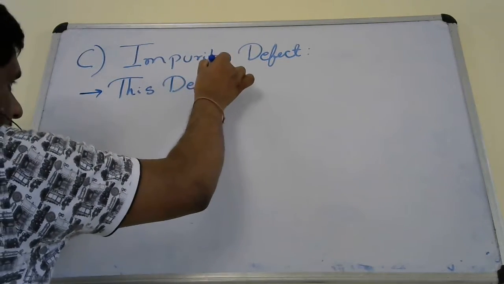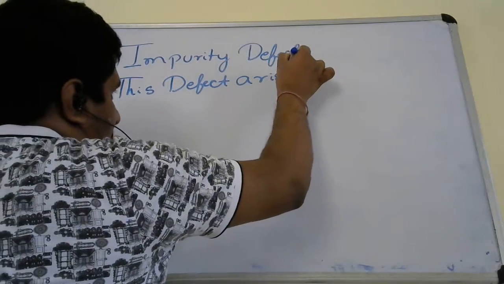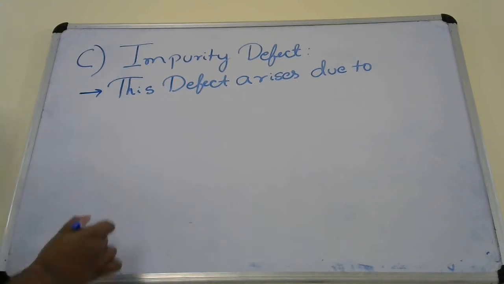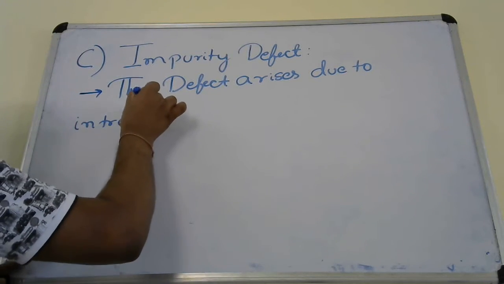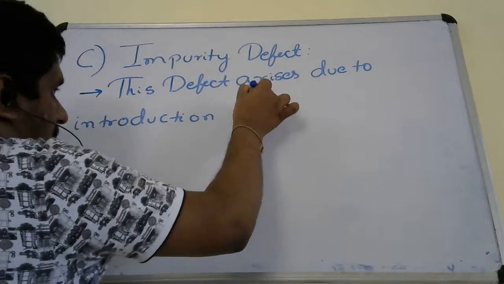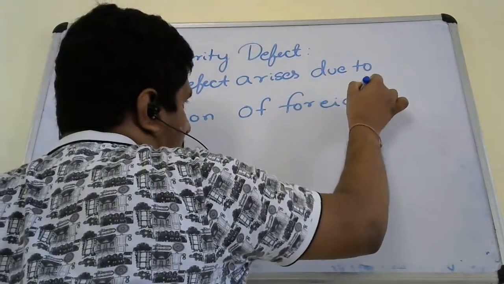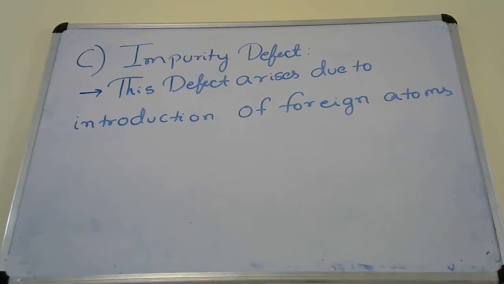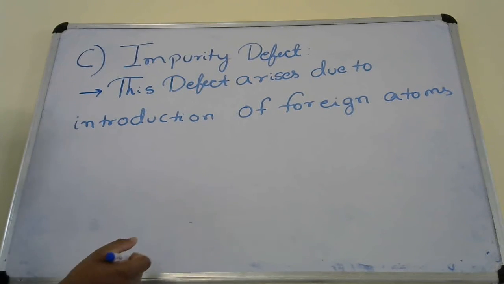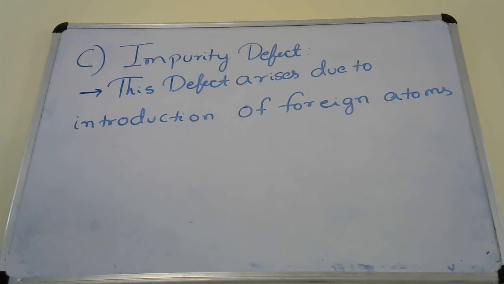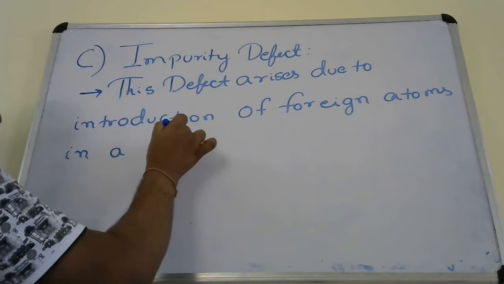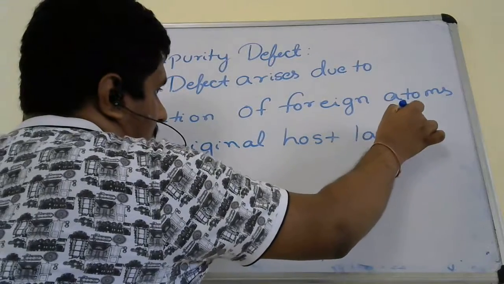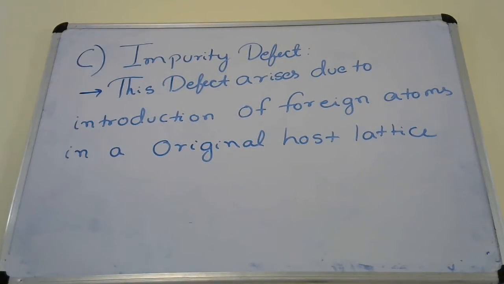This defect arises due to the introduction of foreign atoms, or you can say outside atoms, in the original host lattice sites. Host lattice. Why does this defect arise?